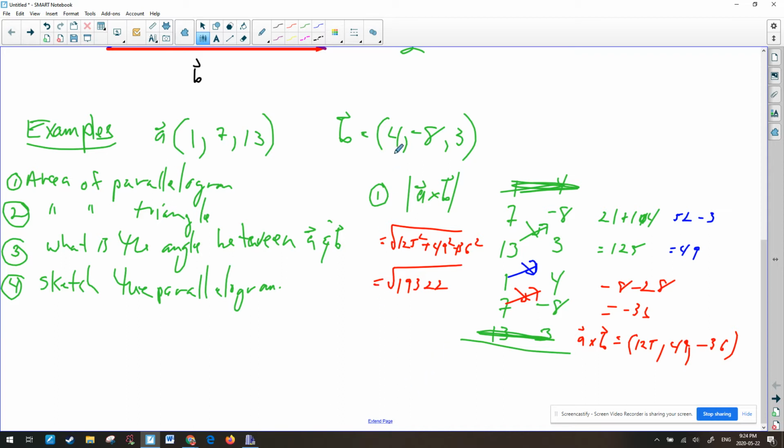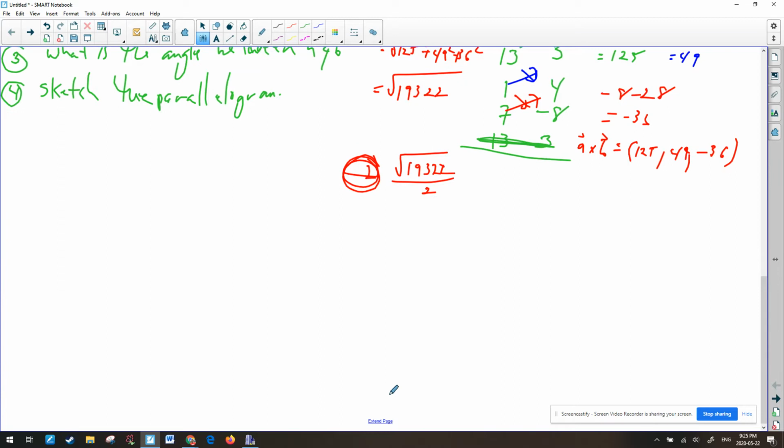And then that's for question 1. And so for question 2, wow, it's really not very smooth. Question number 2, it's just going to be that root of 19,322, and I'm just going to divide that by 2, and there we go. So easy peasy. So now I want to know the angle between A and B.